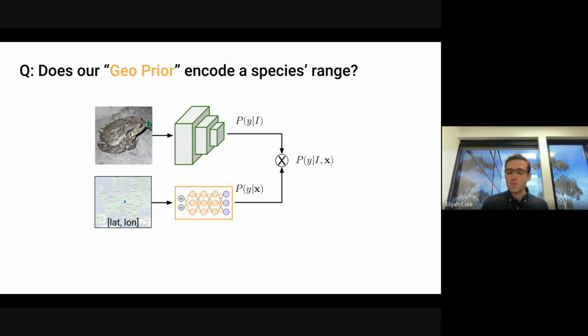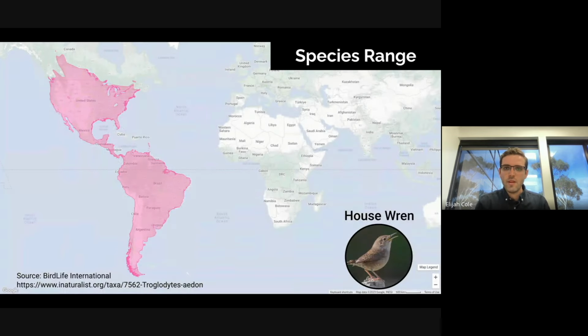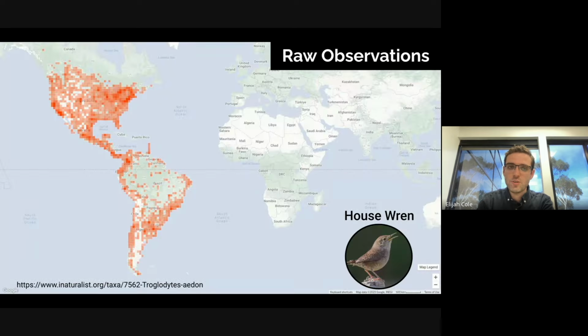And so what we show in that first work is that the geoprior is useful for improving the performance of an image classifier, but a separate question is whether the geoprior actually encodes a species range. And so what we mean by the range is, intuitively, like a polygon that encapsulates the area over which you expect a species to roam during its lifespan. And so here's an example for the house wren from BirdLife International. So the species range is usually derived from, but distinct from, the raw observations that you might have for the species. Ranges are often constructed using a combination of the raw data and ecological prior knowledge and other factors.